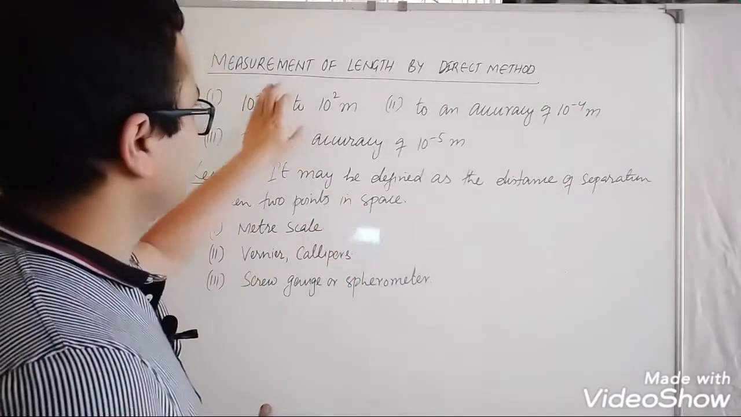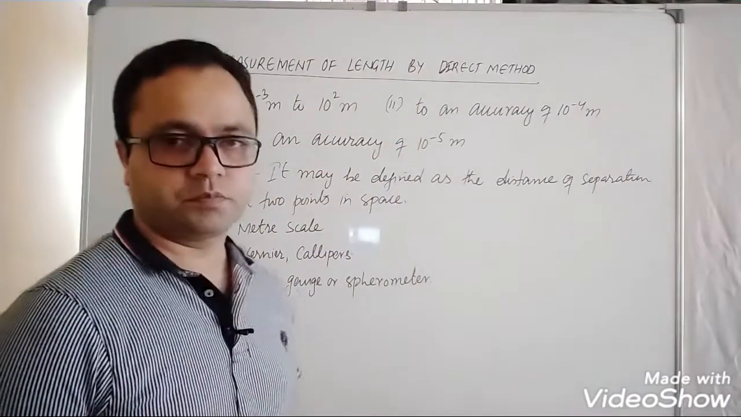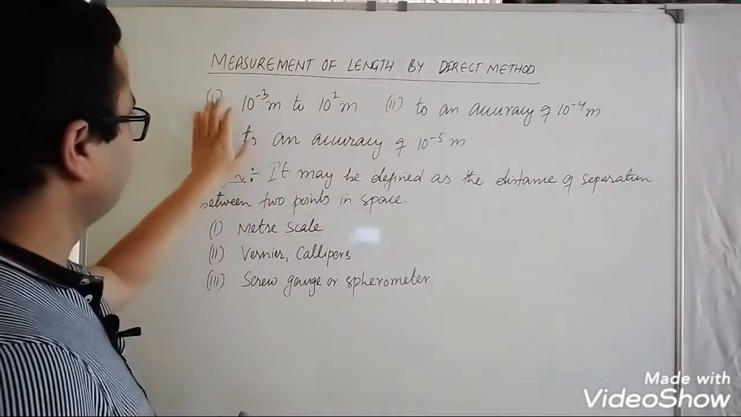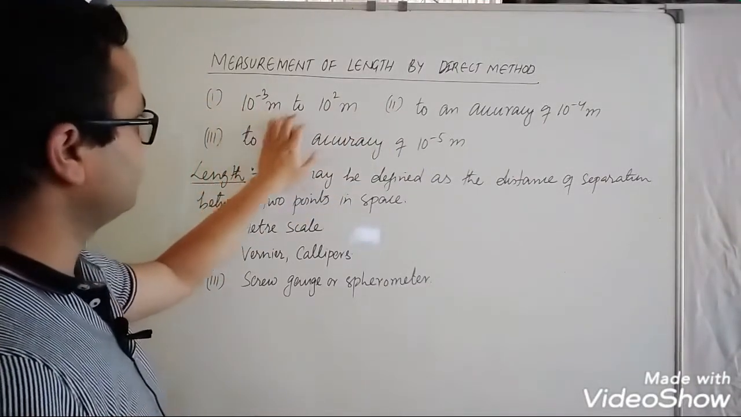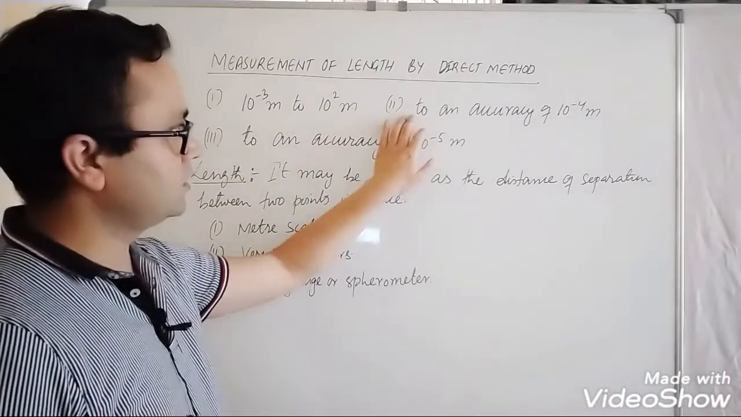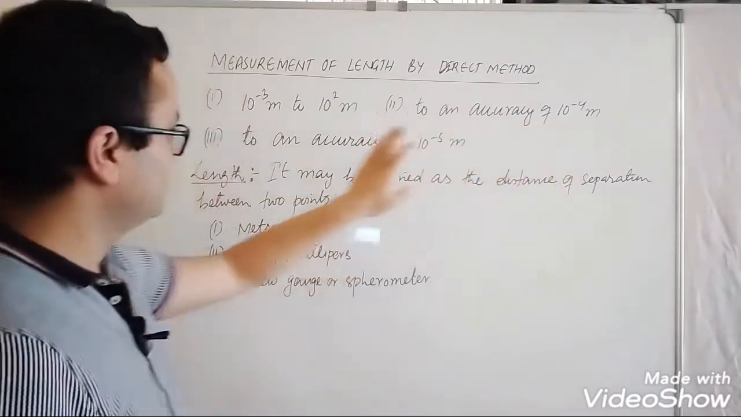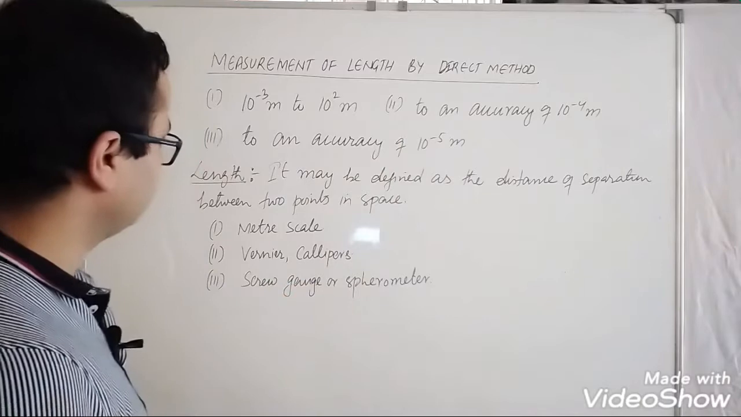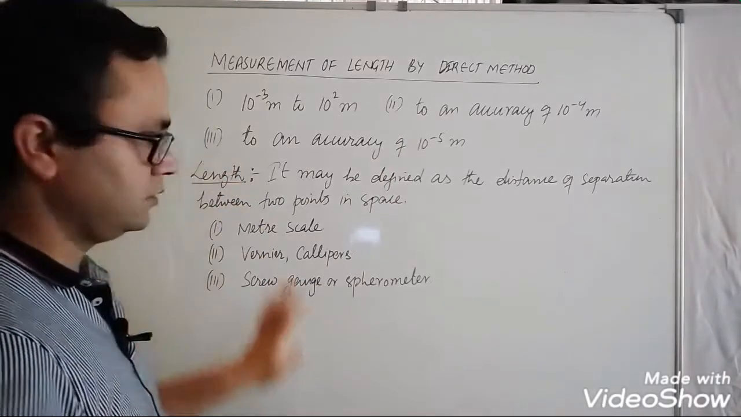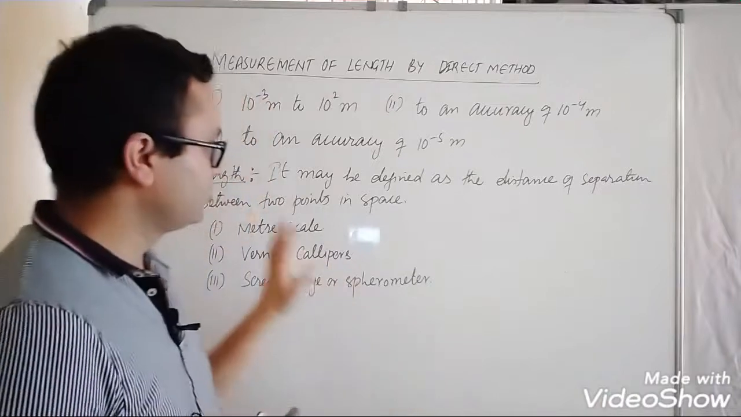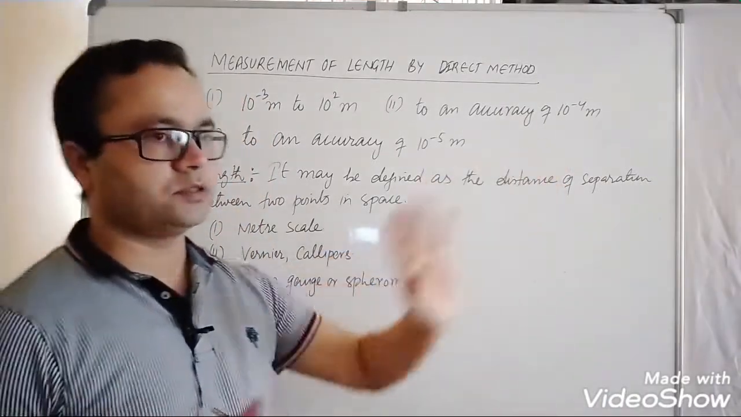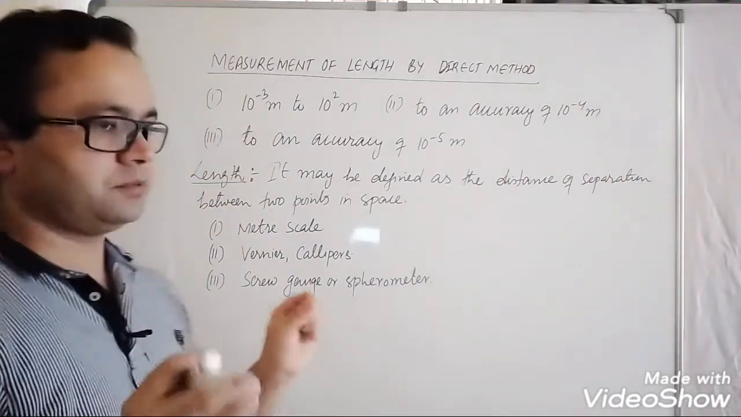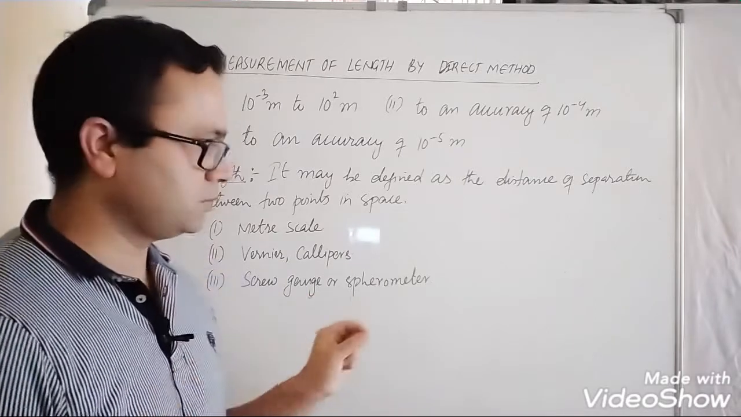Next topic is measurement of length by the direct method. There are three measurements. One measurement is from 10 to the power -3 meter to 10 to the power 2 meter, another is to an accuracy of 10 to the power -4 meter, and another is to an accuracy of 10 to the power -5 meter. So what do we mean by length? Length may be defined as the distance of separation between two points in space.